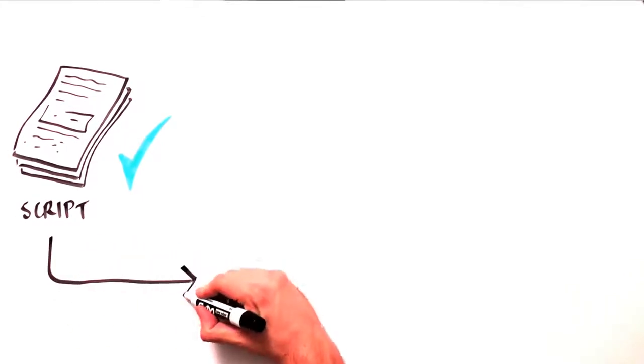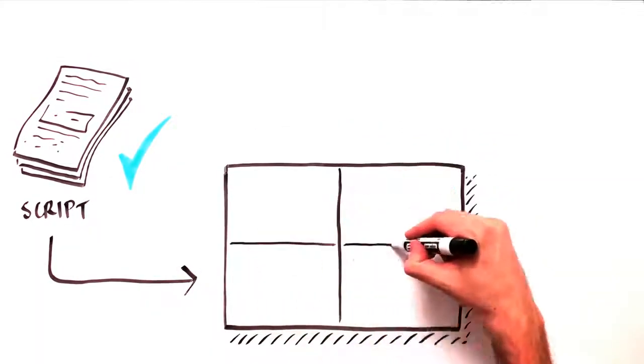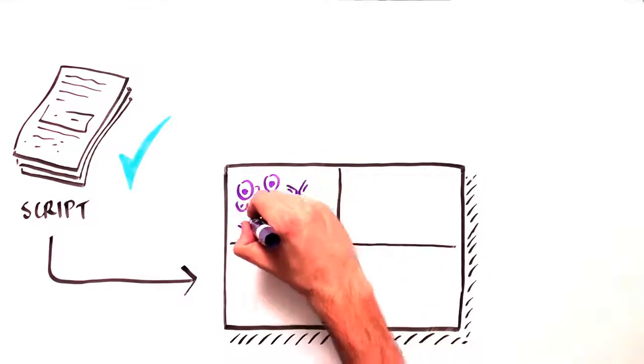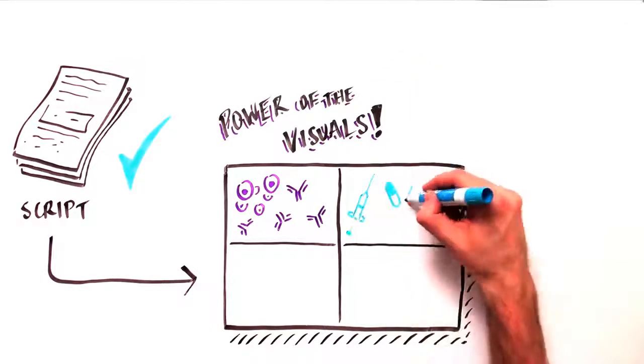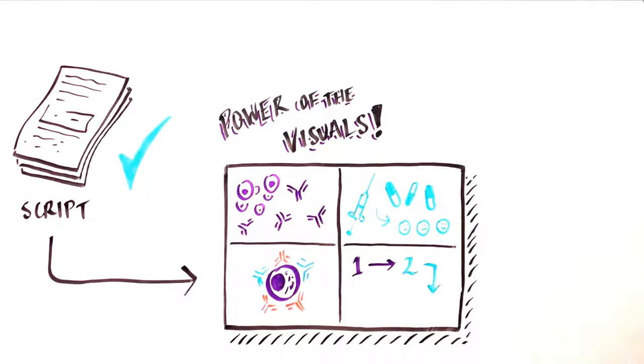Once the content has been distilled into a short script, the words must be translated into compelling visuals, beginning with a series of storyboards. Use the power of the visuals to complement the script. Visualize the information with minimal clutter. Use color coordination and a logical flow of ideas and images.